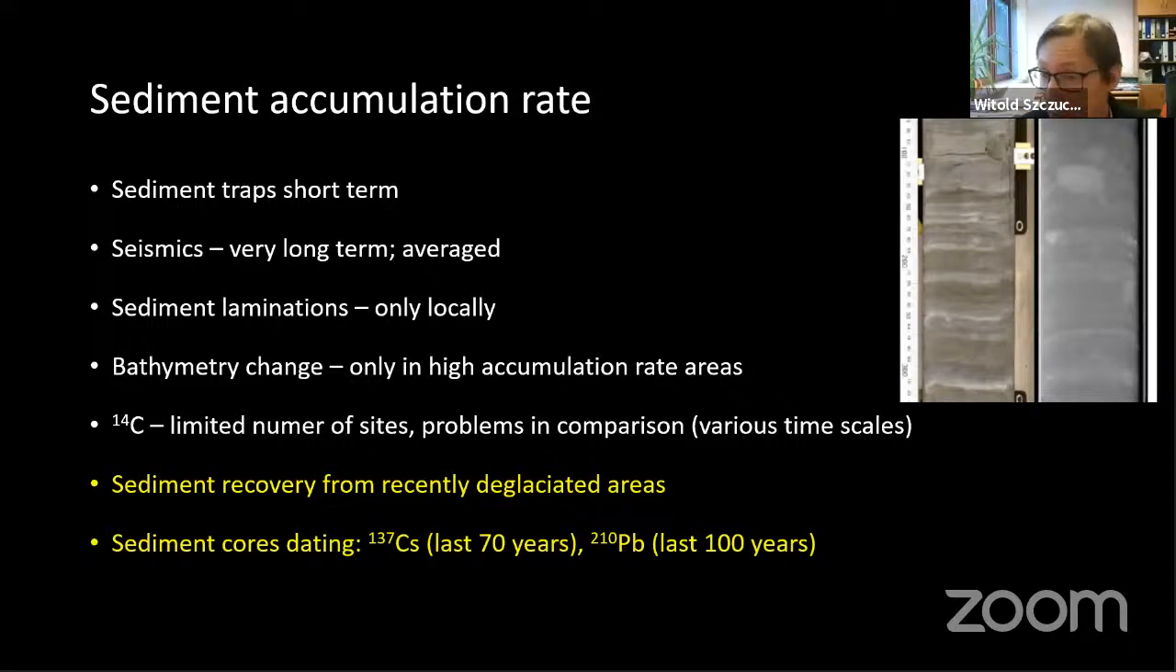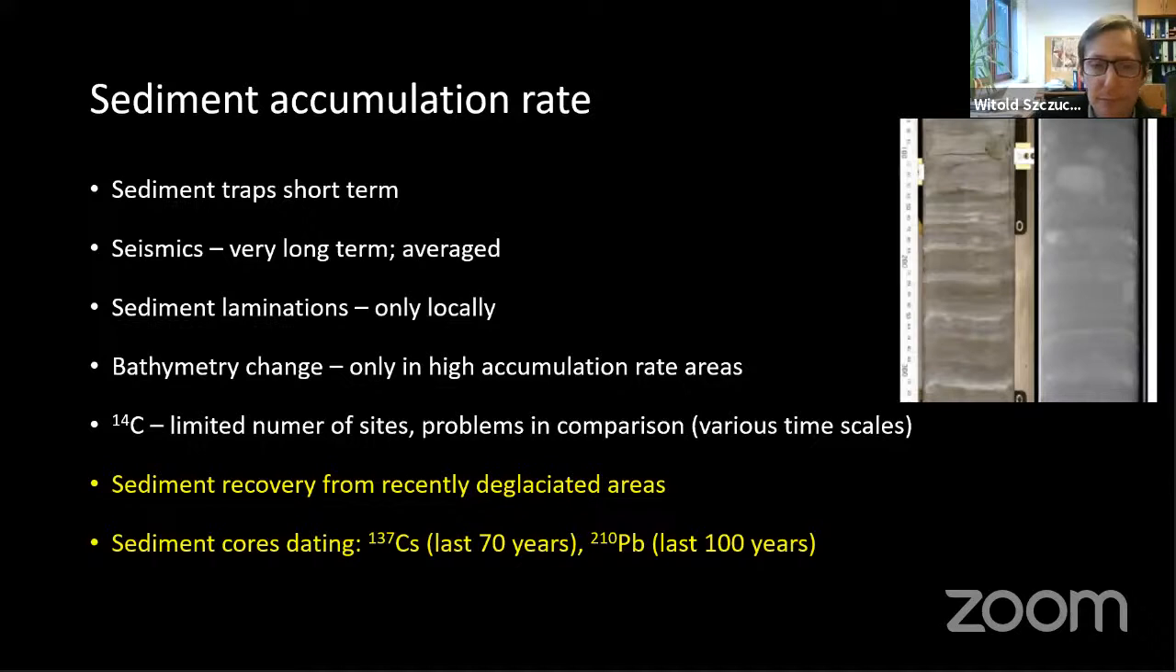We may use, for instance, some laminations in the sediments, but again, they may be preserved only in some settings, and we are not sure if they are annual if we do not have alternative sources of information. In some fjords, it is possible to analyze specific data on bathymetric change, in particular in front of some tidewater glaciers, but I would say only in front of tidewater glaciers we got reliable data on bathymetrical change, again, because accumulation rates mostly are in order of millimeters per year, so it's really hard to capture this using this method.